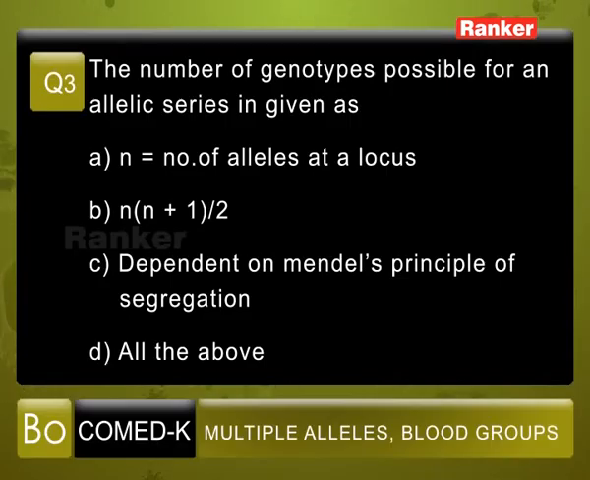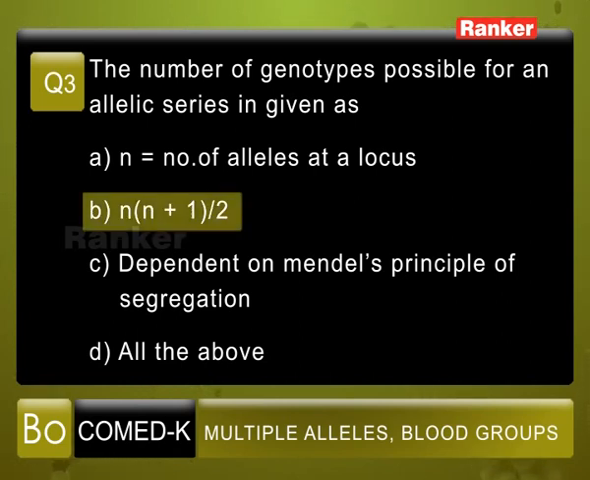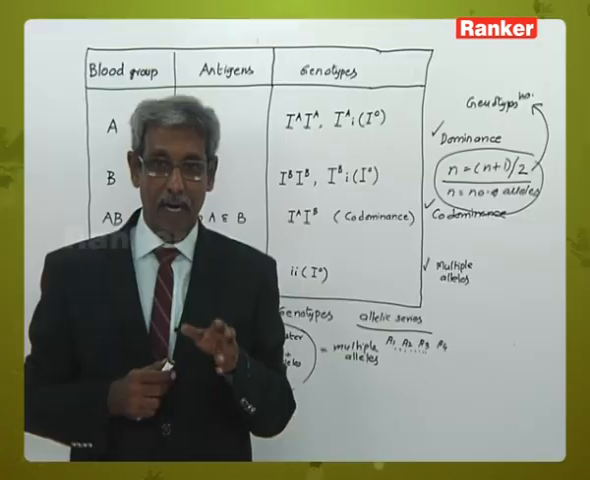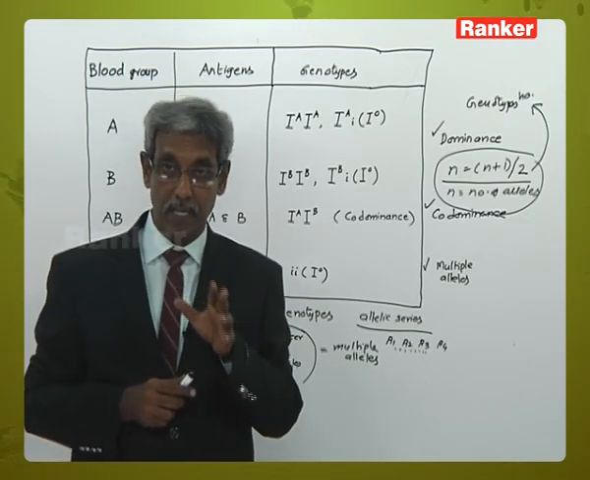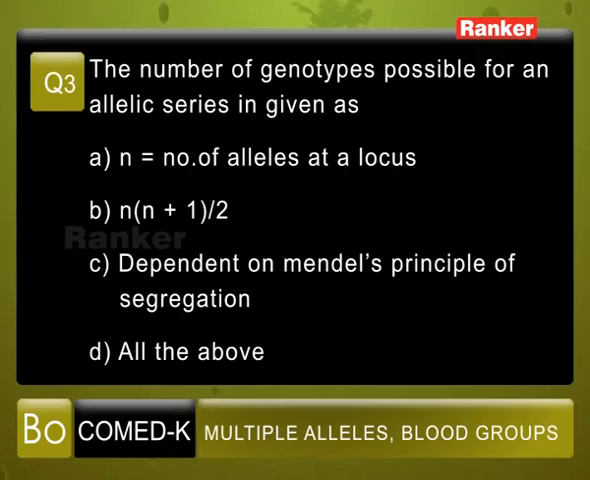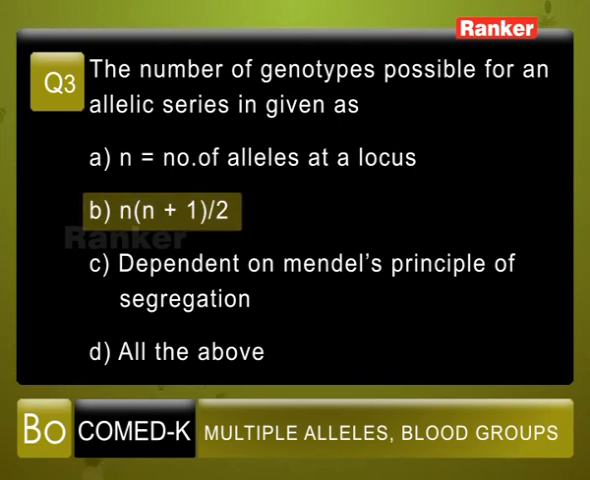So the correct answer is not simply n, the number of alleles, but the correct choice is n(n + 1)/2. It is not dependent on Mendel's principles. It is also dependent on Mendel's principle of segregation. So the correct answer to this is n(n + 1)/2.